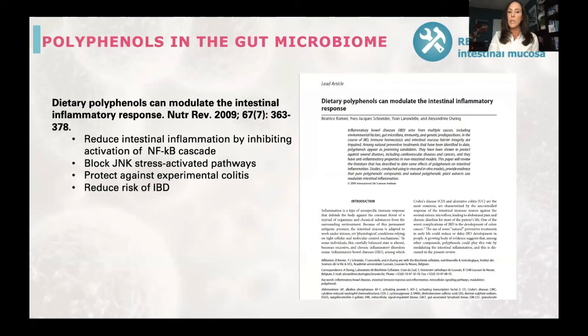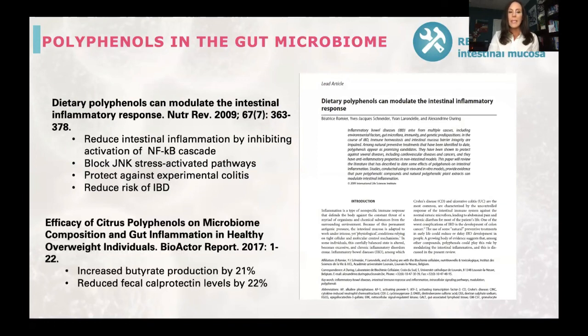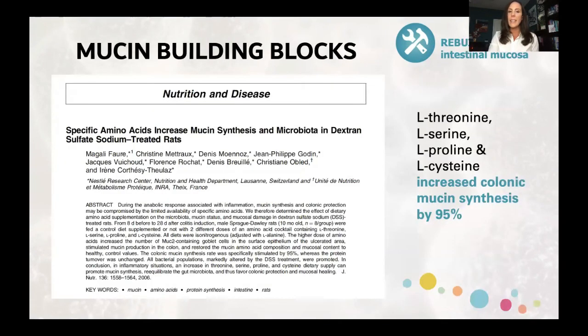These can reduce intestinal inflammation by inhibiting the NF-kappa beta cascade and block that JNK stress activation pathway, which leads to insulin resistance and diabetes. And they protect against experimental colitis in mice models. Citrus polyphenols increase butyrate production by 21% and reduce fecal calprotectin, which is an inflammatory stool marker that we use to track inflammatory bowel disease and other inflammatory states in the gut.